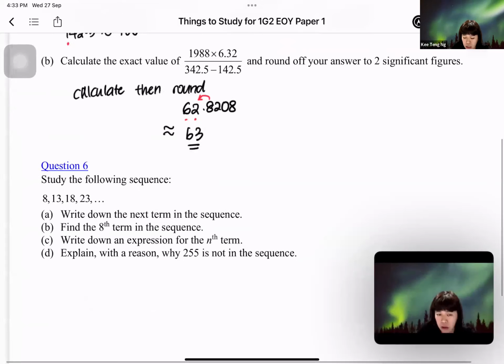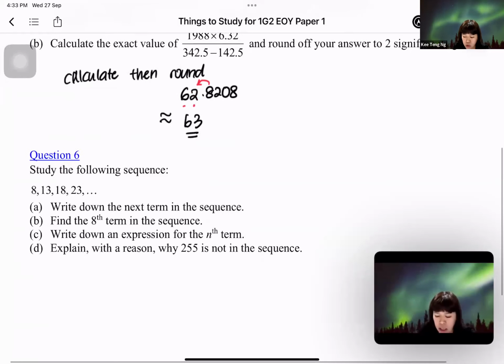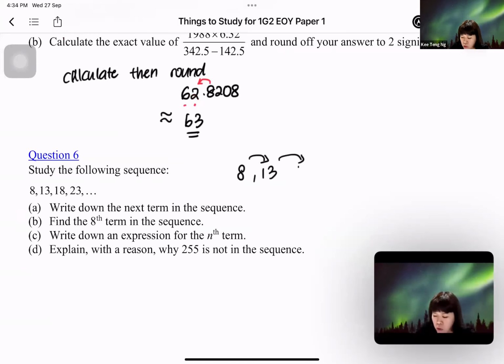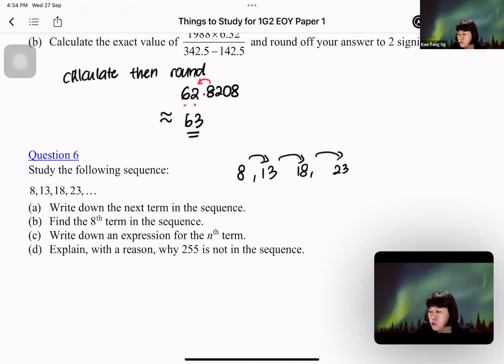Okay, next question. 8, 13, 18, 23. So how from 8 to go to 13? Then 13, how to go to 18? Then how to go to 23? Let me go back to the first person. Amira, 8, how to go to 13? Okay, Xavier says +5. Okay, correct. Then 13, how to go to 18? Another +5. Another +5. Correct.